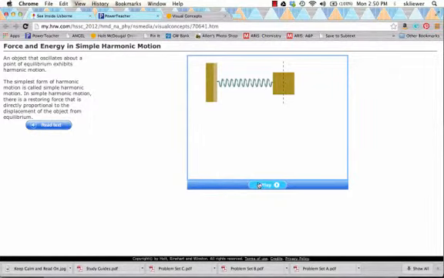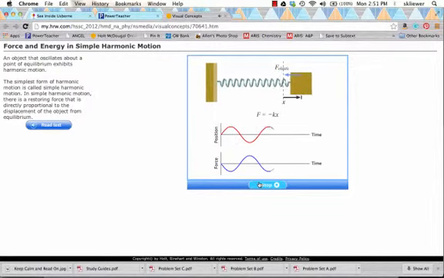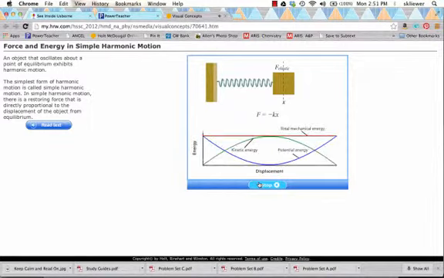An object that oscillates about a point of equilibrium exhibits harmonic motion. The simplest form of harmonic motion is called simple harmonic motion. In simple harmonic motion, position versus time can be plotted by a sine curve. The force exhibited in simple harmonic motion is described by Hooke's law. The restoring force equals negative k times x, where k is the spring constant and x is the displacement of the object. Since the force is doing work on the block, its kinetic energy changes with time.